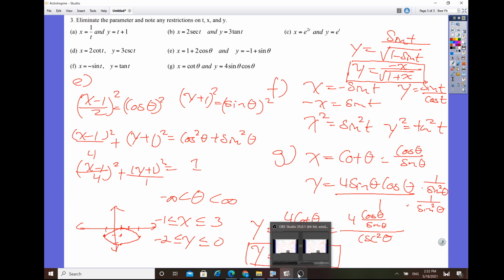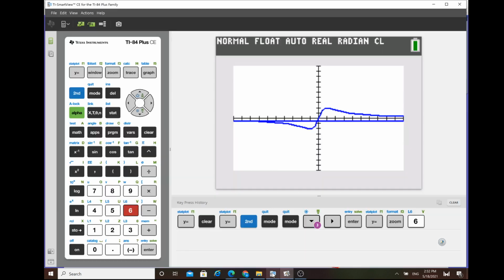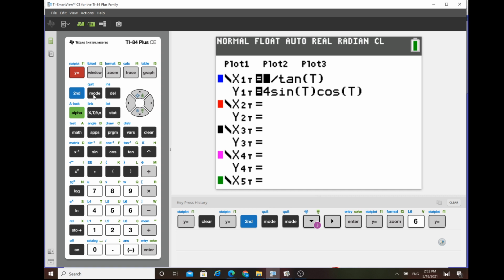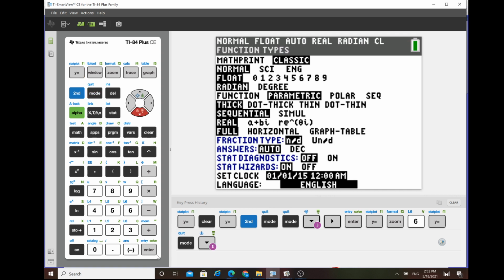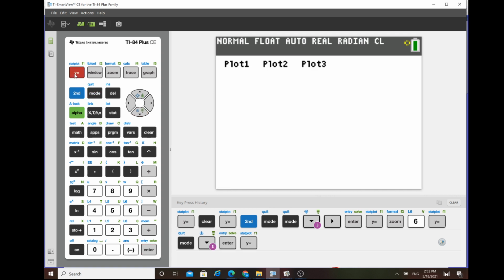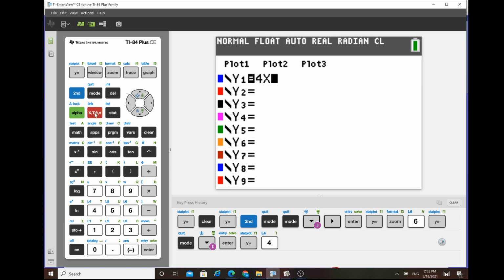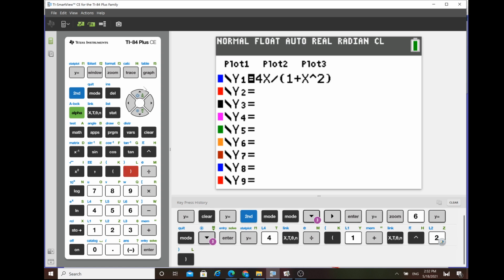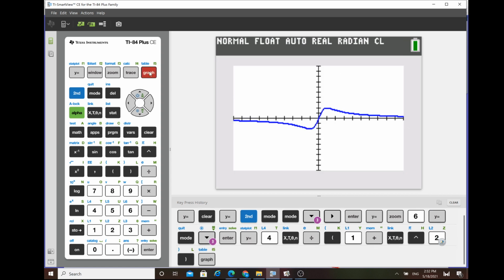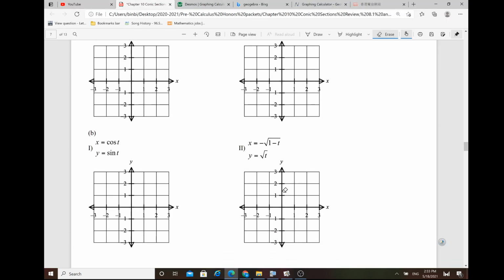Okay, so compare to the original graph. Back to the function mode, convert it back to function, and put in 4x over the quantity 1 plus x squared. Okay, check this. Same thing. Okay, so now let's see what else we have for the rest of the study packet here.